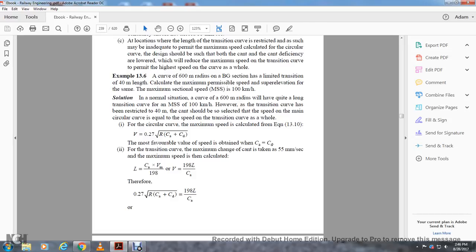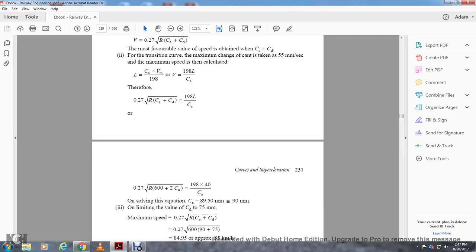For the circular curve, the maximum speed is given by equation 13.10: V equals 0.27 times the square root of R times the cant actual plus cant deficiency. The most favorable speed is when the cant actual equals the cant deficiency. For the transition curve, the maximum change of the cant is equal to 55 millimeters a second. The maximum speed is calculated as V equals 198 times the square root of the length times the cant actual. Therefore, 0.27 square root of R times (cant actual plus cant deficiency) equals 198 times the square root of Lc times the cant actual.